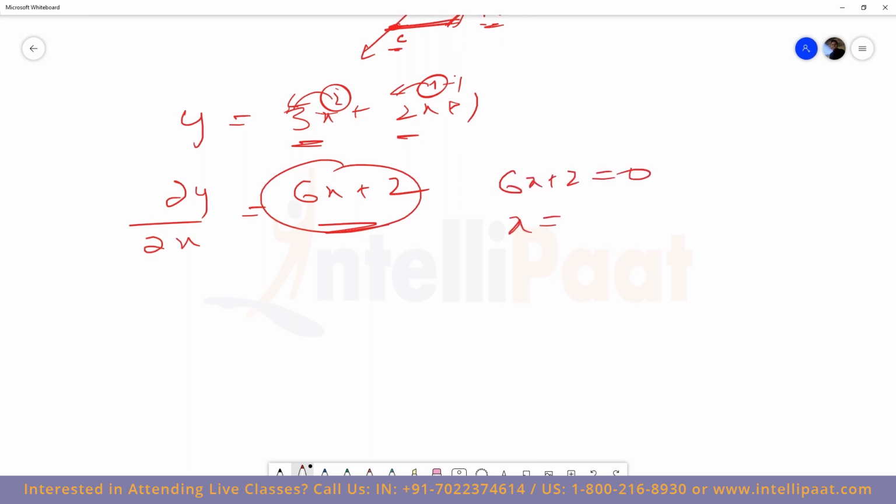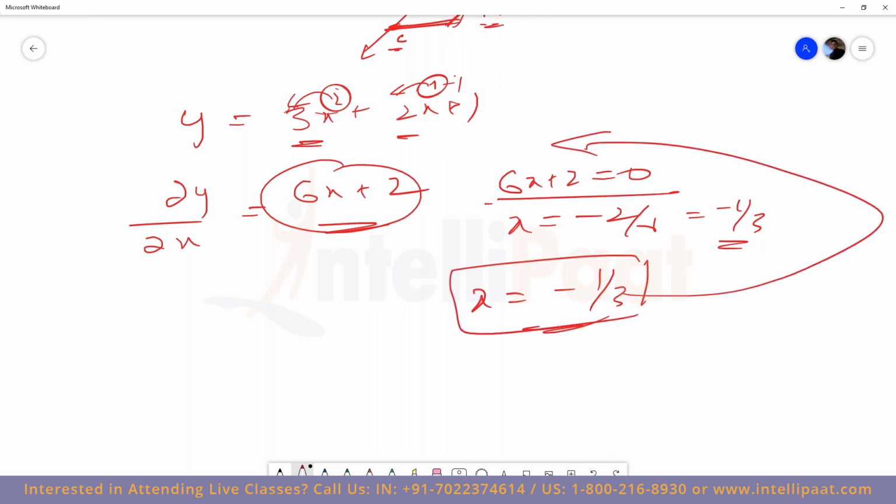I equate it to 0. I get x is equal to minus 2 by 6, or minus 1 by 3. So at x is equal to minus 1 by 3, this equation has the minimum value of y. To identify the minimum value of an equation, you differentiate it and equate it to 0. When you do that, you compute the slope at a given point. Don't worry about it too much, but essentially you compute the slope.